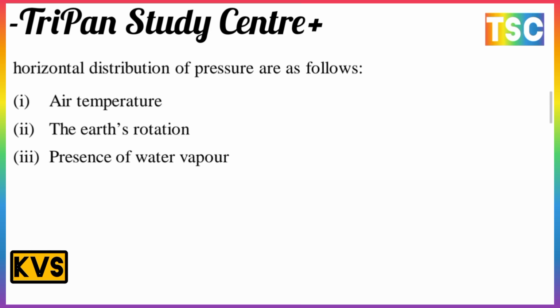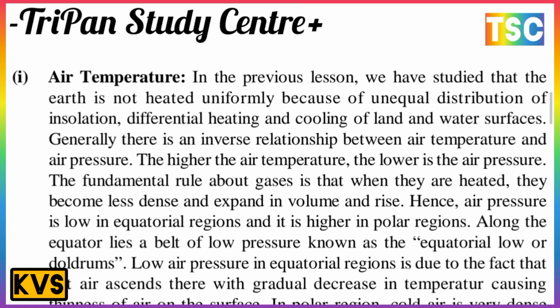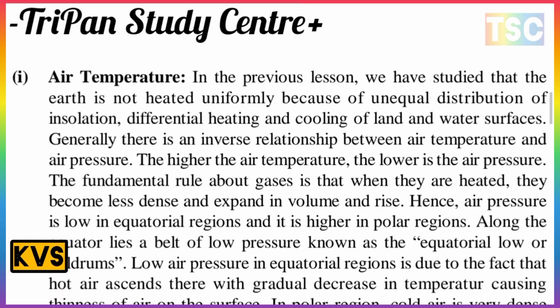The first one is important here: air temperature. In the previous lesson, we studied that the earth is not heated uniformly because of unequal distribution of insolation and differential heating and cooling of land and water surfaces. Generally, there is an inverse relationship between air temperature and air pressure. The higher the temperature, the lower the air pressure.